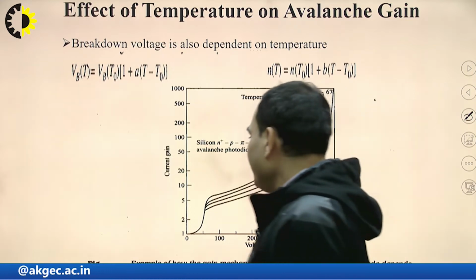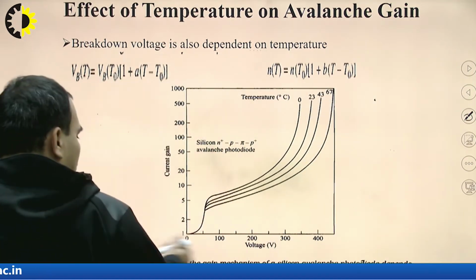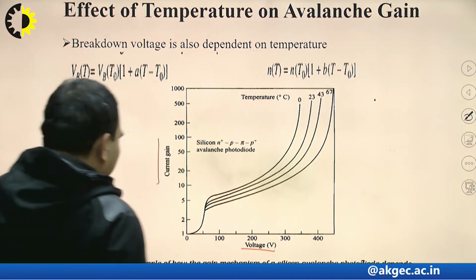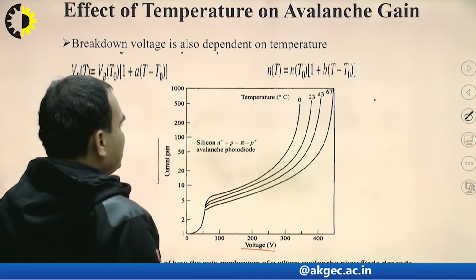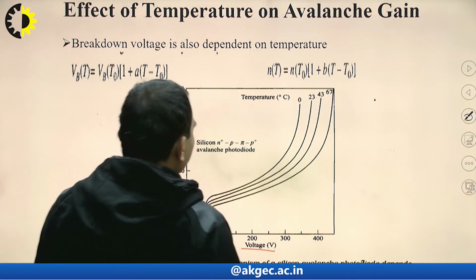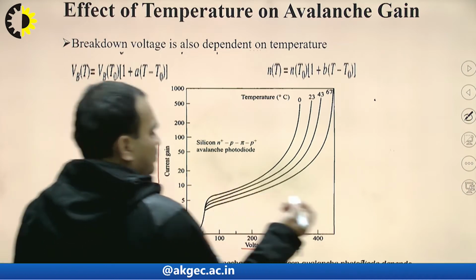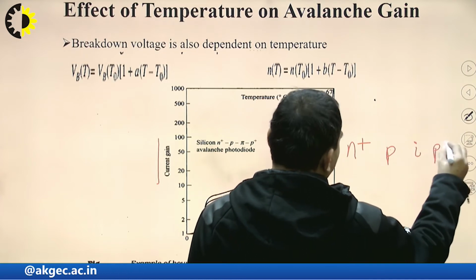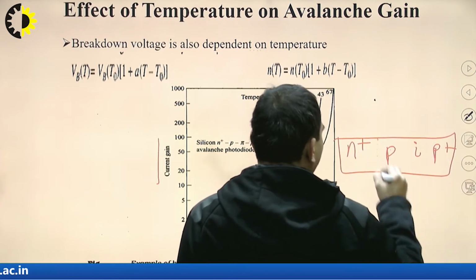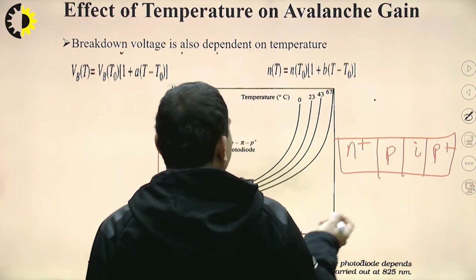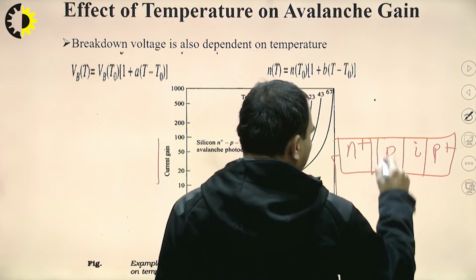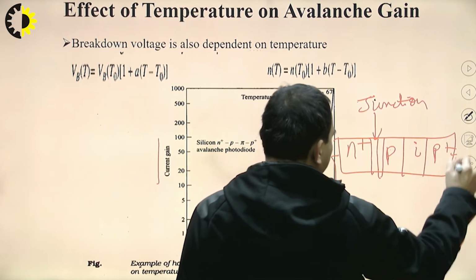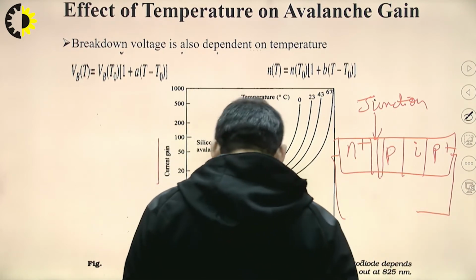As you can see in this figure, we have the voltage on the x-axis and the current gain on the y-axis. When we compare the avalanche photodiode with the 4 stack, that is N plus, P, intrinsic and P plus, we can see that as the temperature changes, the junction, which is part of the details we have already discussed in the previous lecture, changes. So this junction ionization is changing.